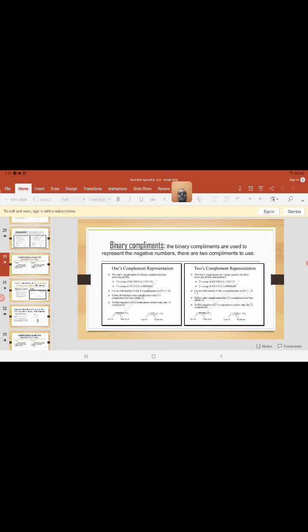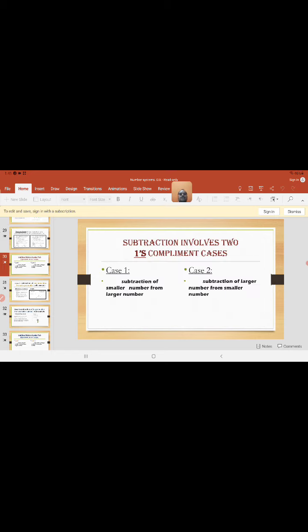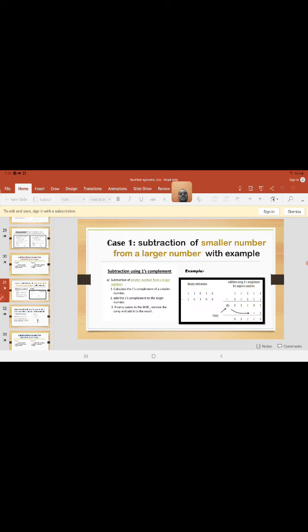In the further class we will see how to subtract two numbers by using one's complement and by using two's complement, in the next class.